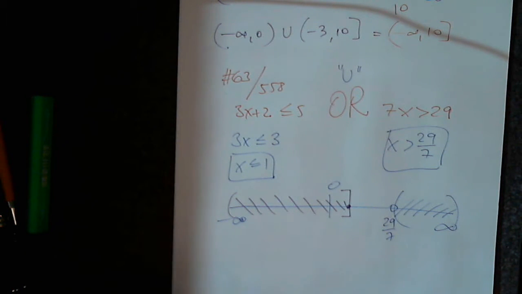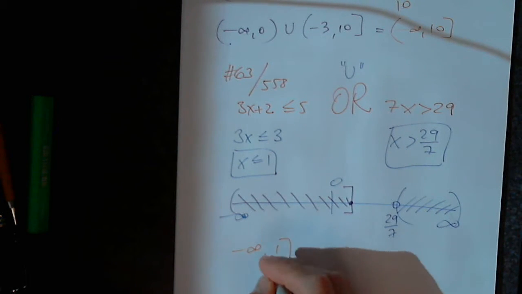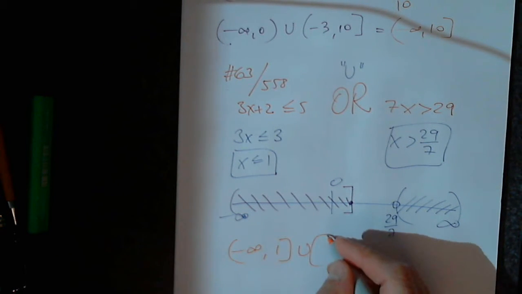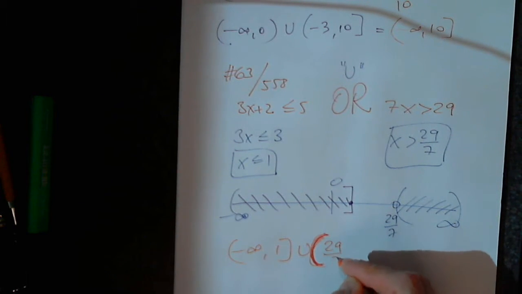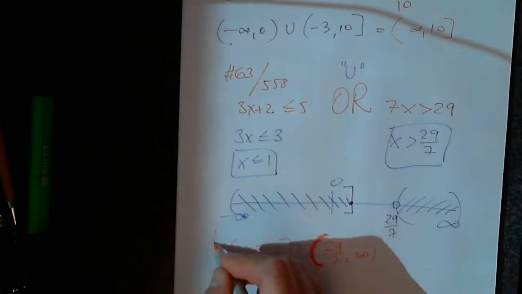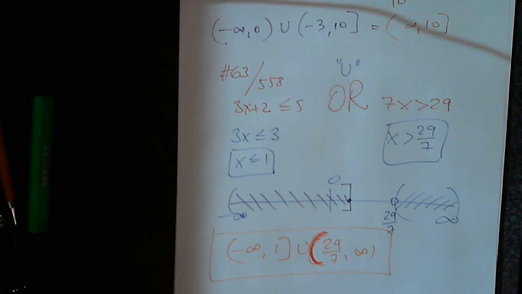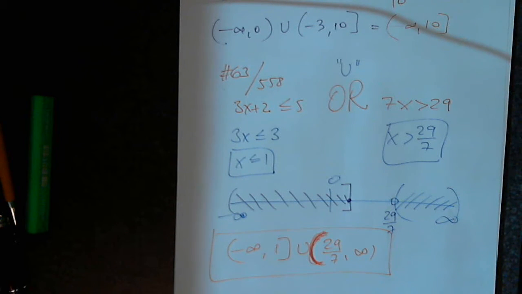You do negative infinity. Yes. 1, and then union. Union. 29 over 7, infinity. Parenthesis here. I rushed. It's a parenthesis. Very good. This is a solution, and there is nothing else I can write. Is that clear?